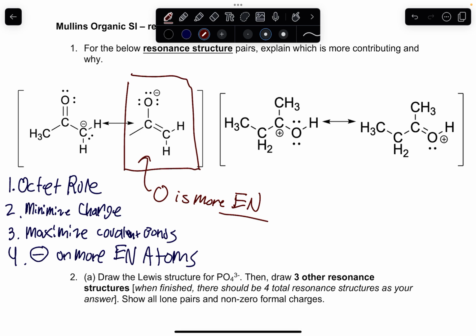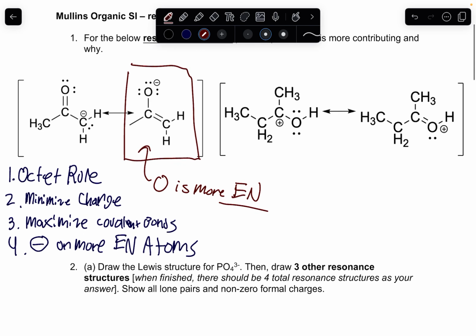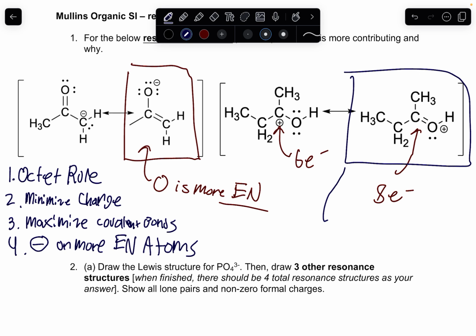This one on the right, we just talked about how we want negative charges on more electronegative atoms, and we want positive charges on less electronegative atoms. Here, though, like we said, the octet rule is the king. Here we have six electrons. Here we have 8 electrons. So this right structure is going to be more contributing because it fulfills the octet rule.